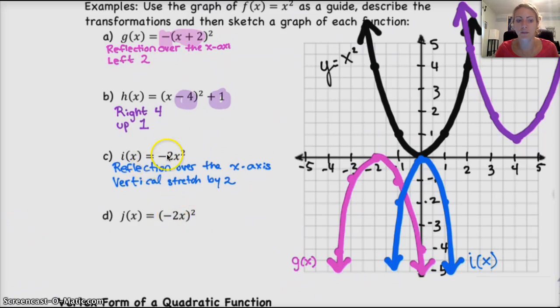And the difference between C and D is that that negative 2 is part of the thing that's being squared, which means it is affecting the x, not the y, meaning it's horizontal, not vertical. So this negative inside the parentheses is going to be a horizontal reflection. So it was this, and now it's that. My arms don't go that way, but you get the idea, right? They just switch sides.